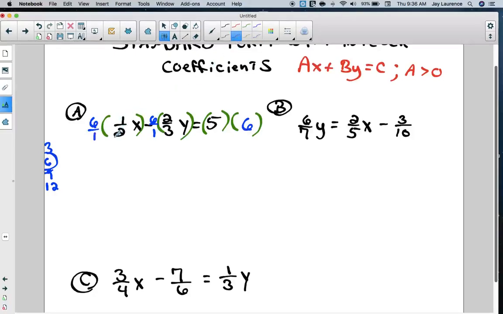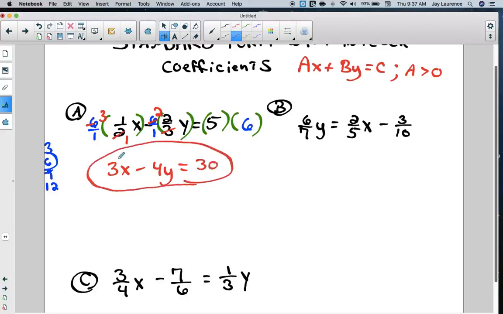And so then I'm going to simplify. 2 goes into 6 3 times. 3 times 1 is 3, times x, 3x. Okay. 3 goes into 6 2 times. 2 times 2 is 4, times y is 4y. There's nothing going to cancel here. 5 times 6 is 30. And there you go. We are in standard form because I have ax plus by equals c.